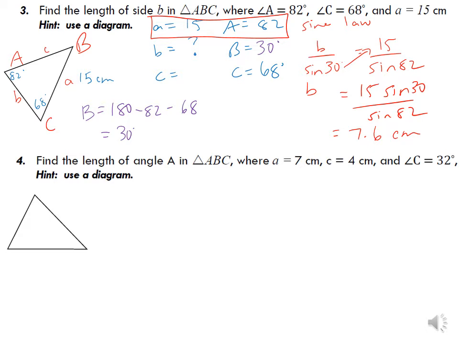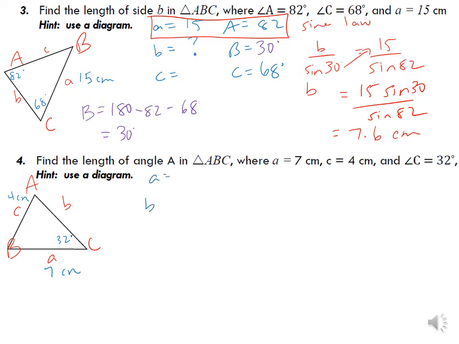Number 4, find the length of angle A, and we're going to fill in all this information. Again, doesn't matter for a test what all of these are, but let's just label it like that. Side A, side B, side C. Fill in all our info. A is 7 centimeters, C is 4, and angle C is 32. And we want to know angle A.